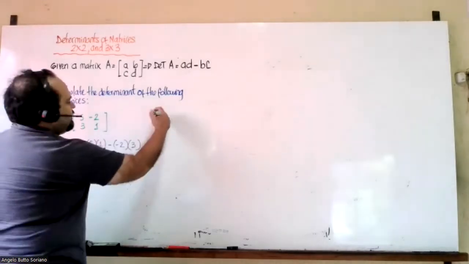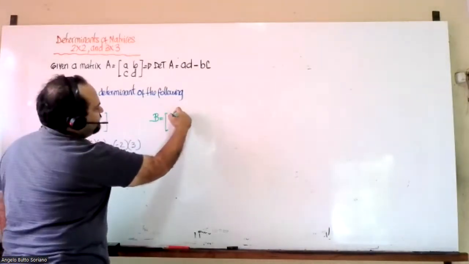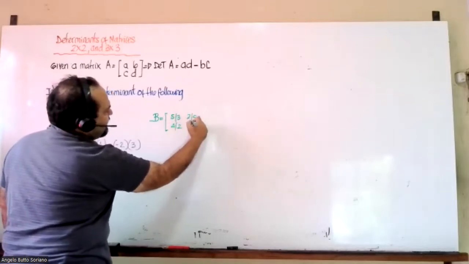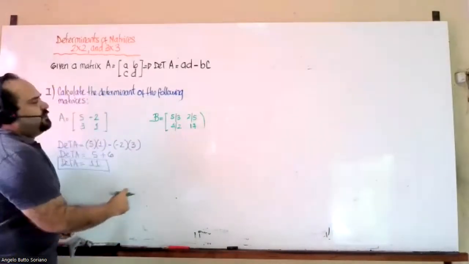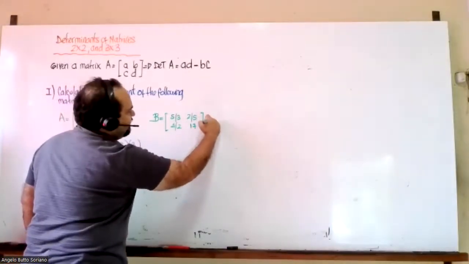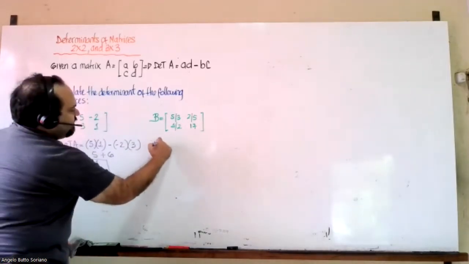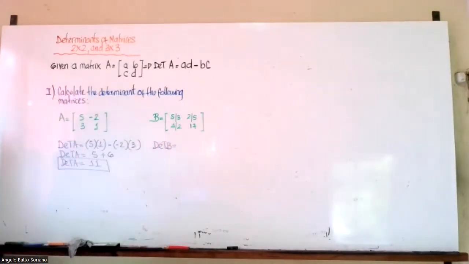Another example, if we have a matrix B, the values will be, for example, 5/3, 2/5, 1/2, and 17. And we have to look for the value of the determinant of that matrix. Well, simple. The only thing we have to do is use the formula once again. Remember, the determinant of the matrix is given by the difference of the cross multiplication.